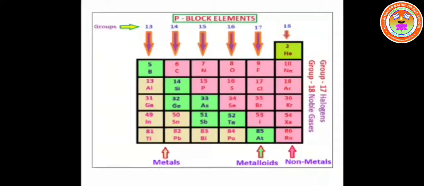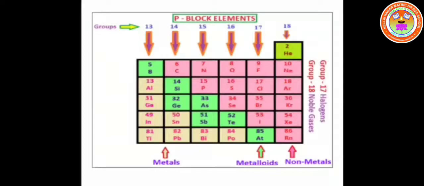Okay, children, repeatedly asked questions. P-block elements in the modern periodic table, you have to be thorough with which element belongs to which group. So here 13th group to 18th group constitute p-block elements. 13th group is boron family, 14th group is carbon family, 15th group is nitrogen family, 16th group is oxygen family, 17th group is halogens, and 18th group is noble gases. So coming to 13th group, it consists of boron, aluminium, gallium, indium, thallium. Okay, children. So thallium belongs to 13th group.